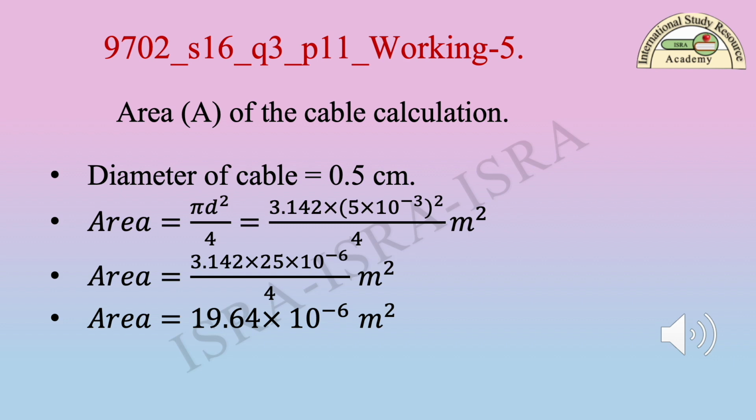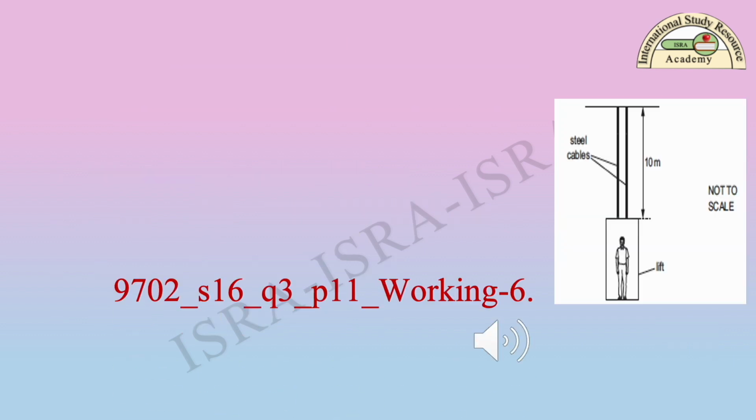Working step 5. Area capital A of the cable calculation. Diameter of cable is equal to 0.5 centimeter. Area is equal to pi small d square over 4 is equal to 3.142 times bracket start 5 times 10 raised to the power minus 3 bracket close whole raised to the power 2 over 4 meter square. Area is equal to 3.142 times 25 times 10 raised to the power minus 6 whole over 4 meters square. Area is equal to 19.64 times 10 raised to the power minus 6 meters square.